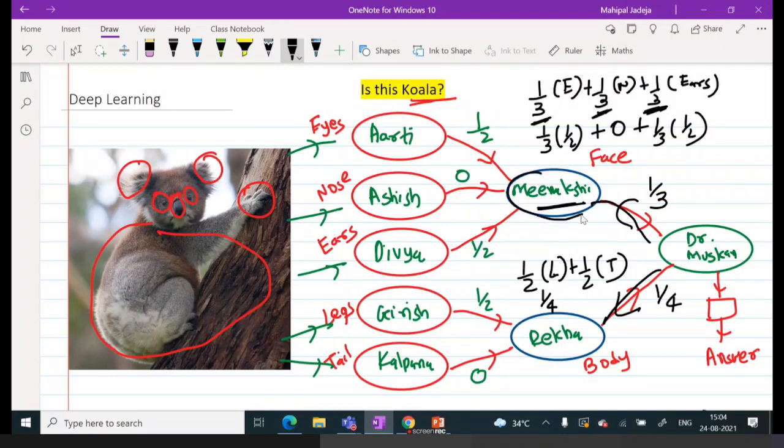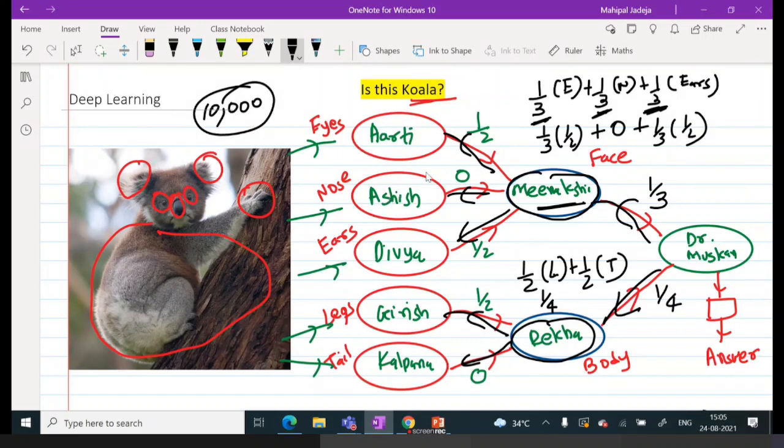Now Meenakshi will contact these three, Aarti, Ashish and Divya, and she will tell them next time if you see this kind of eyes or nose or ears, make sure you give me maximum weights, not 0. You should give me 1. Similarly, Rekha will contact Girish as well as Kalpana and tell them next time if you see this kind of scenario of legs as well as tail, then make sure that you give me the correct weights, not 1 by 2 and 0.